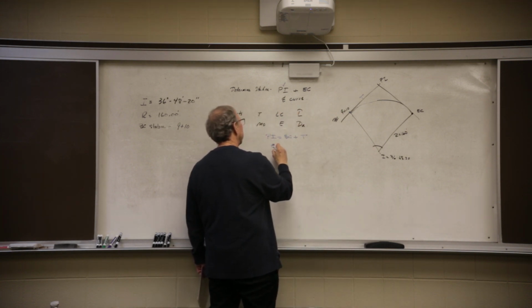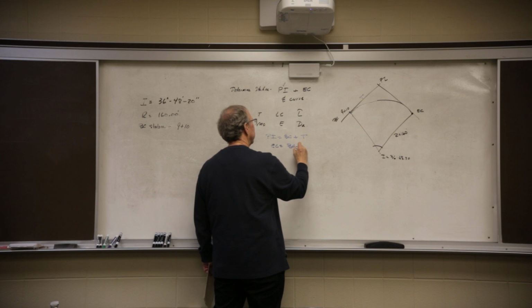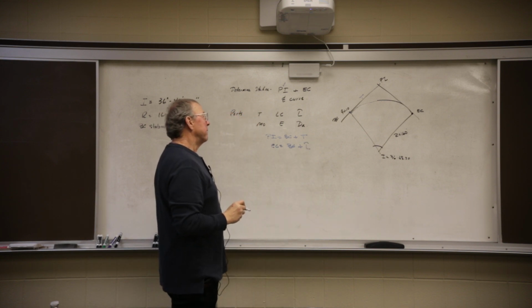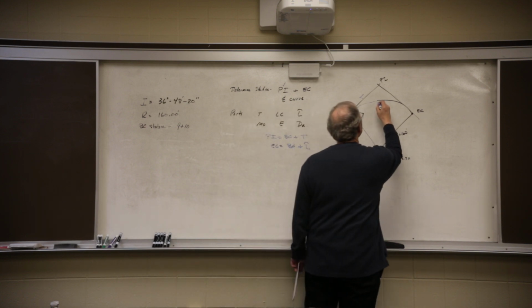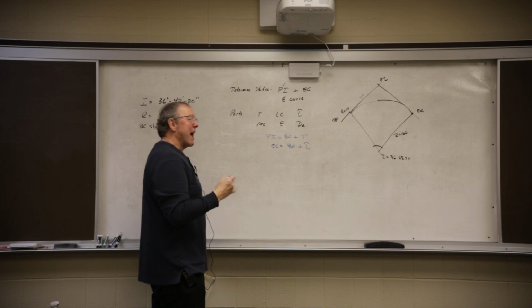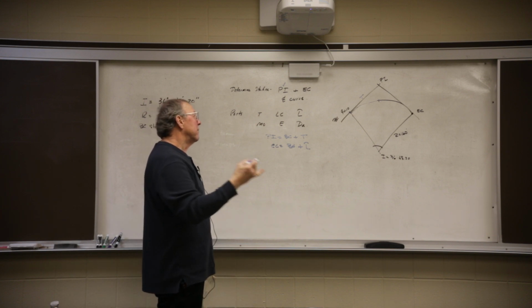So the end of the curve is equal to the beginning of the curve plus the length of the curve. And then the middle of the curve, which is right here, if I start at the beginning and I add half the length of the curve, I've got the middle of the curve.